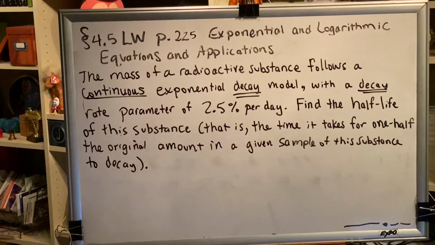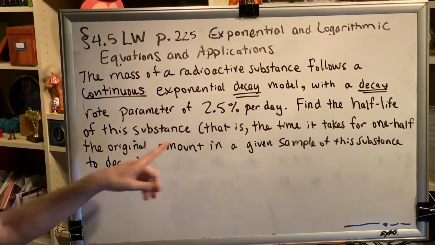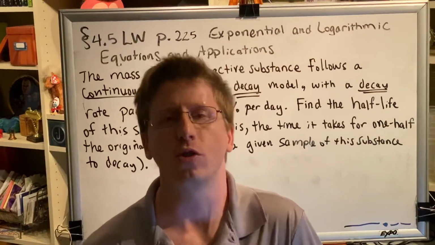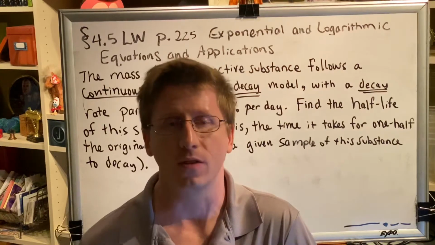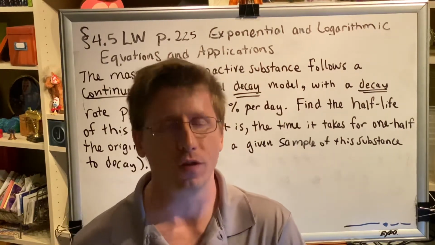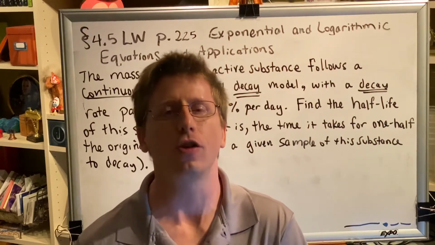Next, it says the half-life of a substance is the time it takes for half the original amount of a given sample to decay. Let's talk a little bit about half-life. Let's imagine you start with 10 grams of a substance. What would be half of that? 5. How did you get that? Divide by 2. 10 divided by 2 is 5.